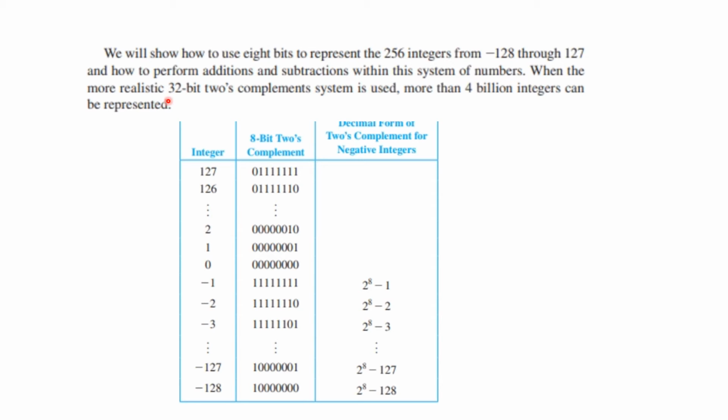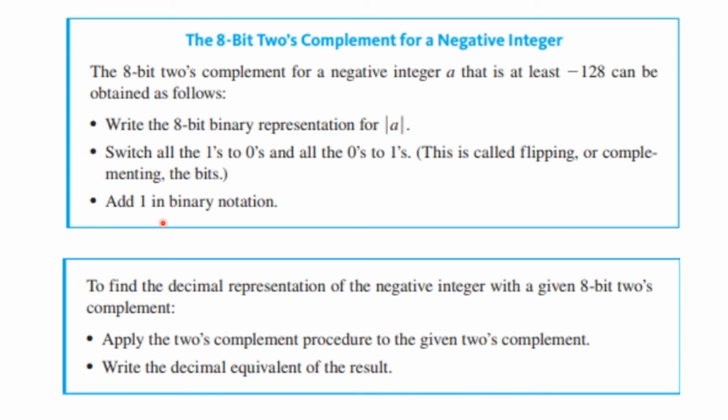When we talk about a more realistic 32-bit, and we'll talk about even 64-bit a little bit, 2's complement is used. You can get more than 4 billion integers, but this is talking about the concept of how it works. We already talked about this being how we would do the calculation for the 8-bit 2's complement for a negative number. To find the decimal representation of the negative integer with a given 8-bit 2's complement, you apply the 2's complement procedure to the given 2's complement. You're basically reversing yourself, and that ends up being the decimal equivalent of the result.